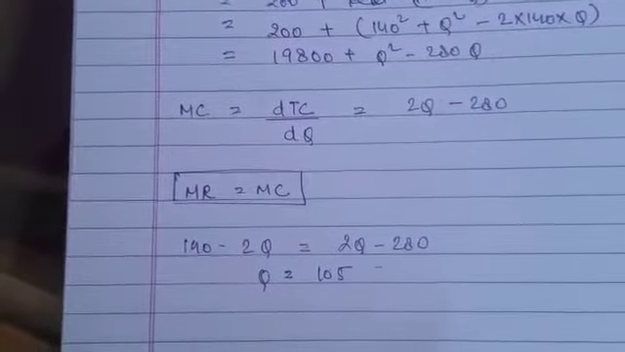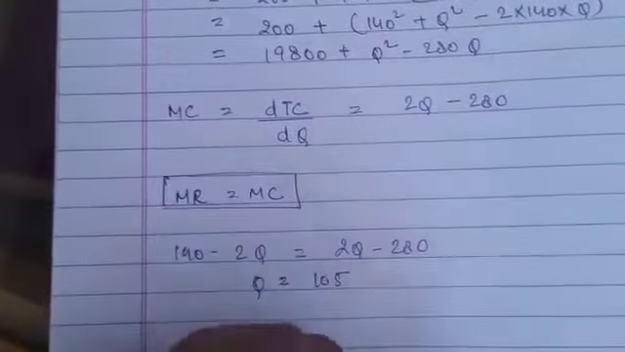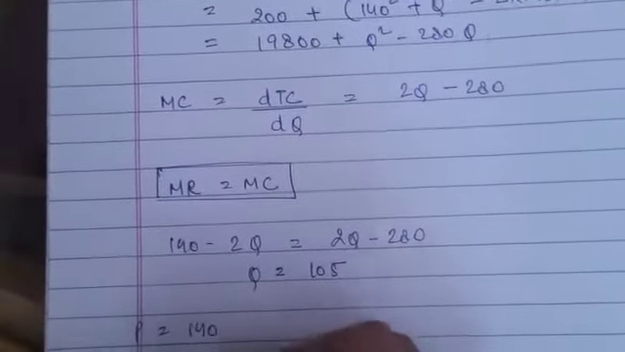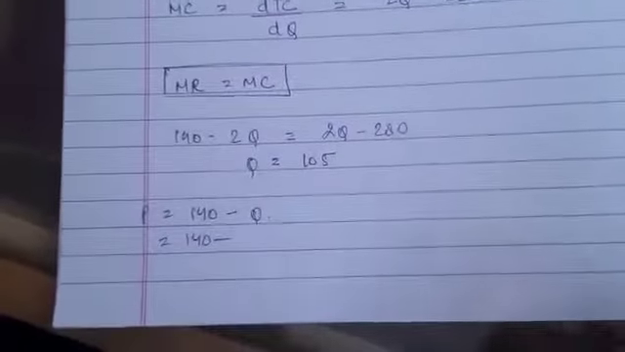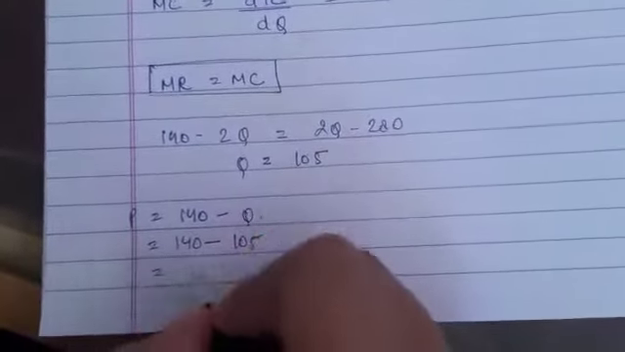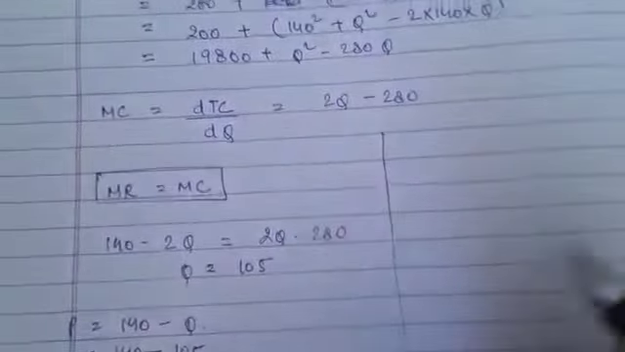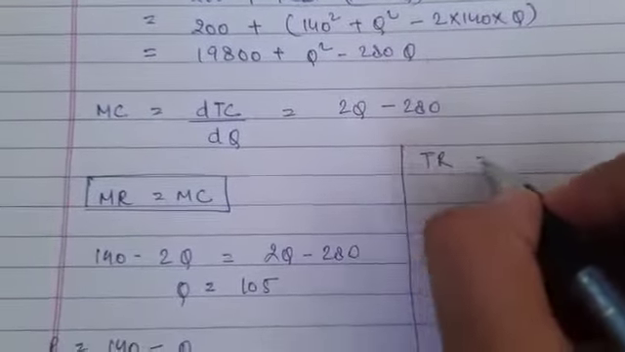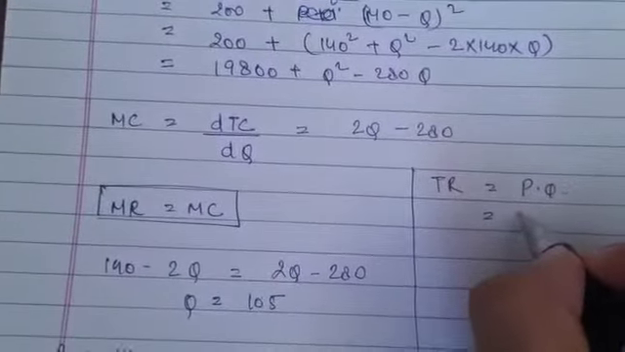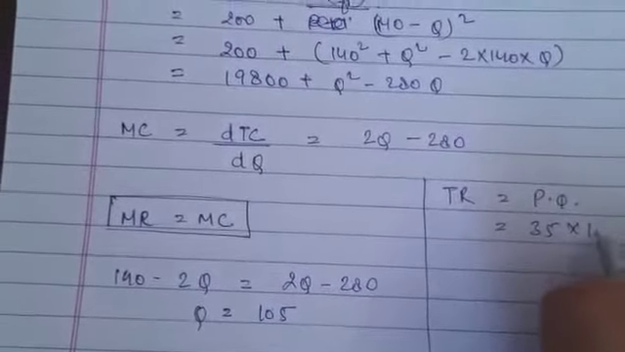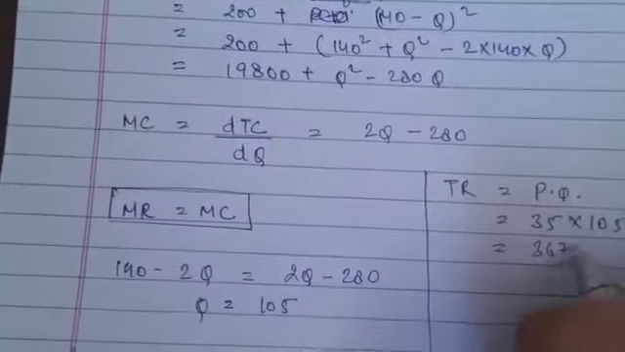When we solve it, we will get the value of Q. Q equals 105. Now price, we know, is 140 minus Q. So 140 minus 105 equals 35. Total revenue was price into Q equals 35 into 105 equals 3675.